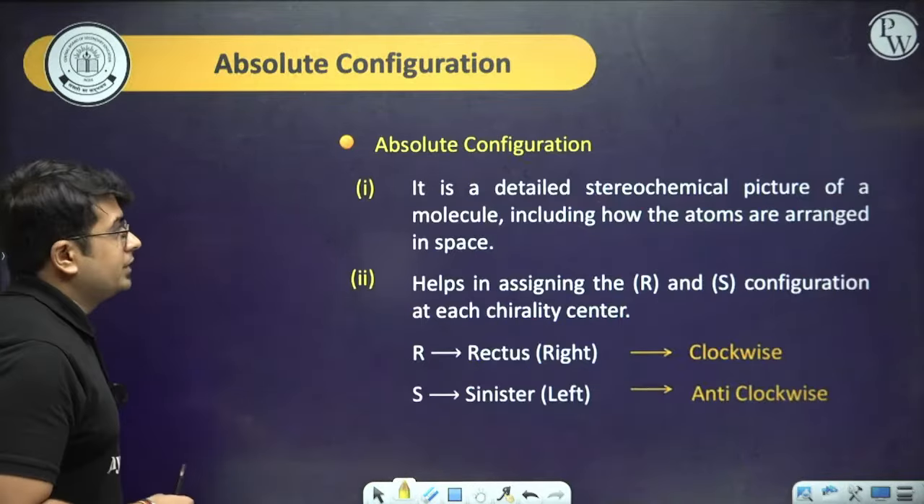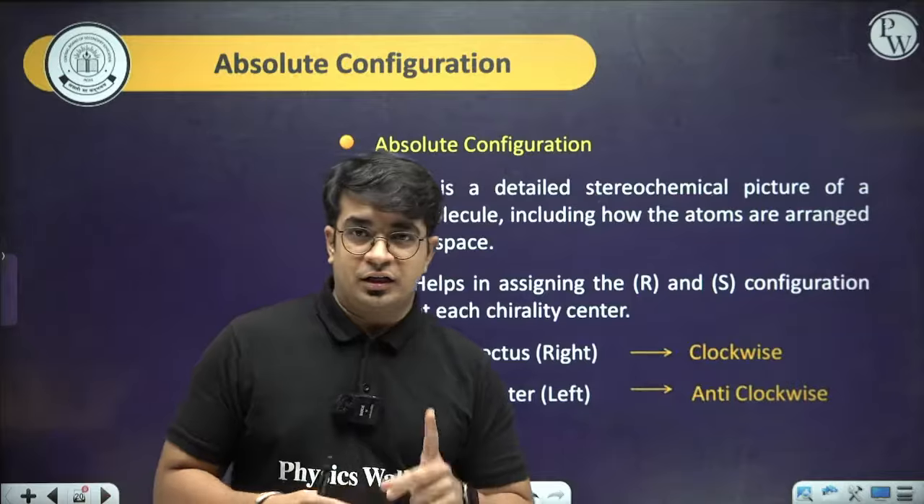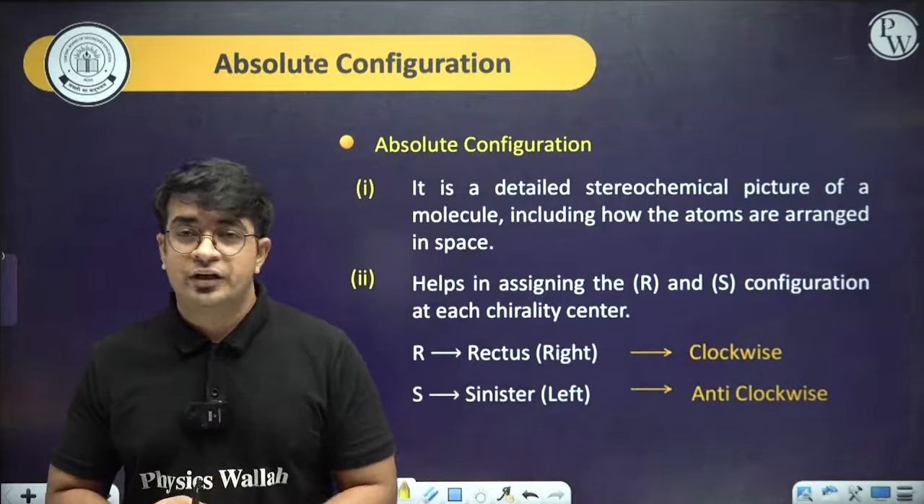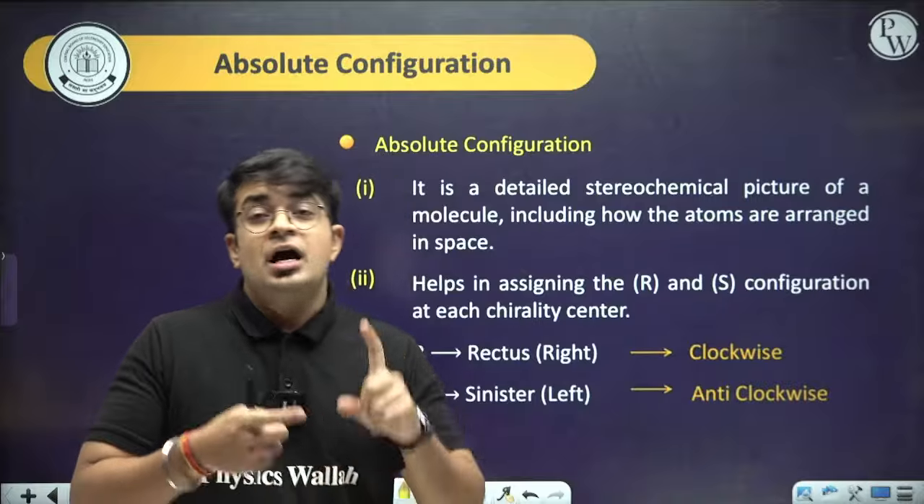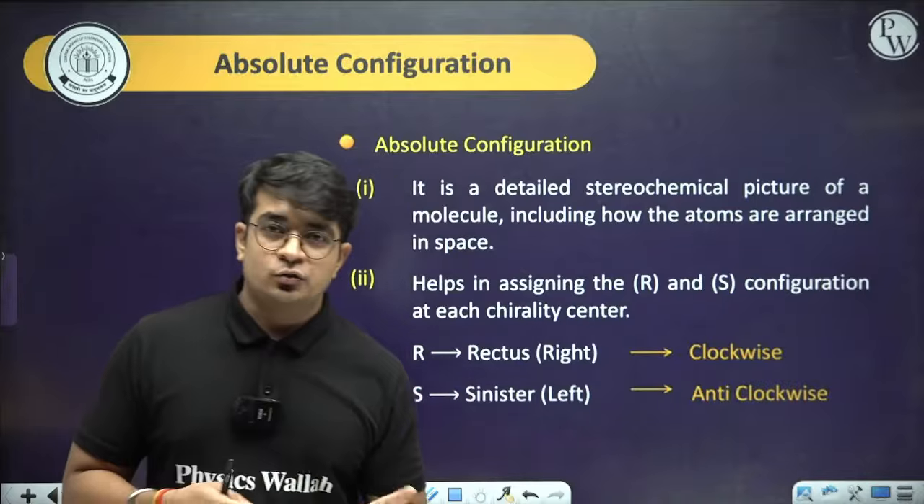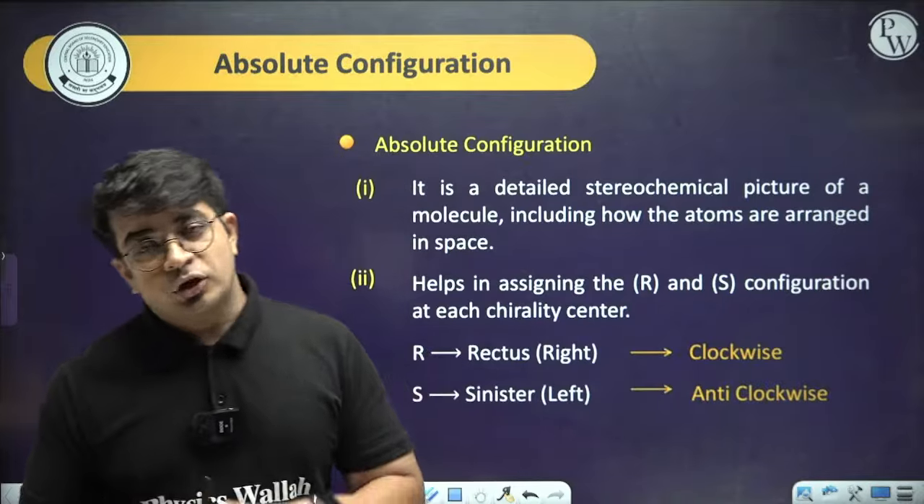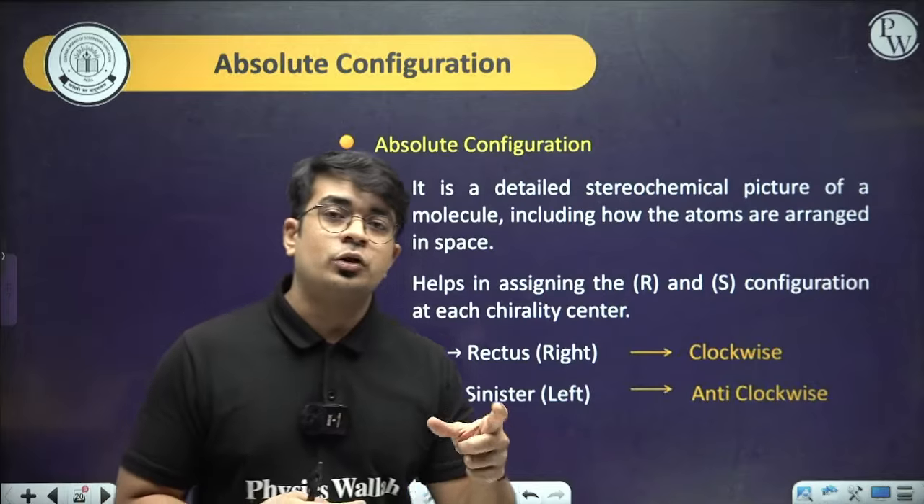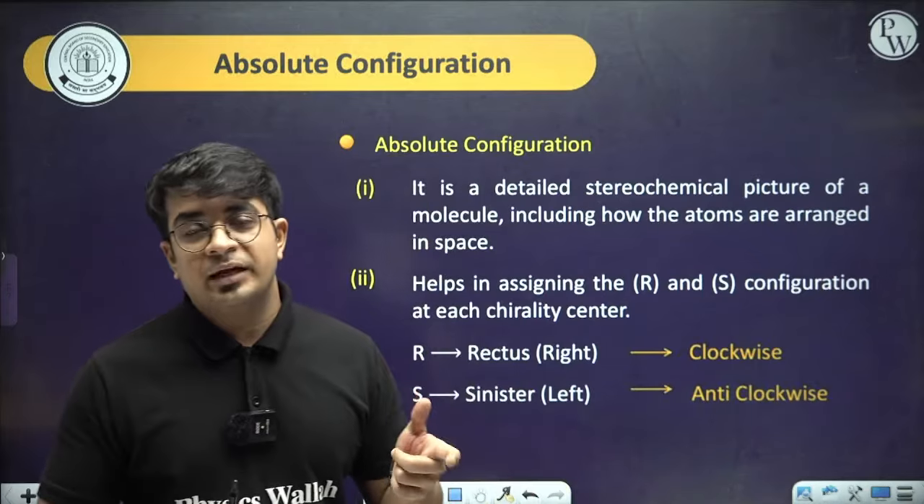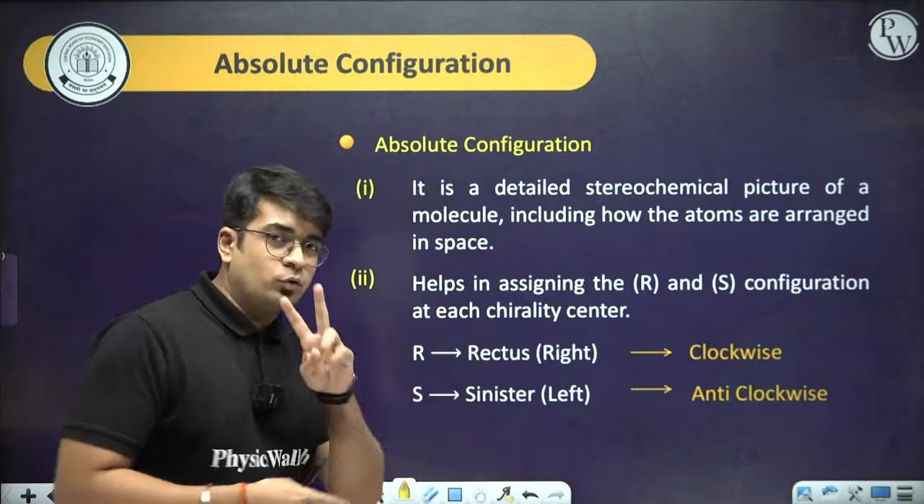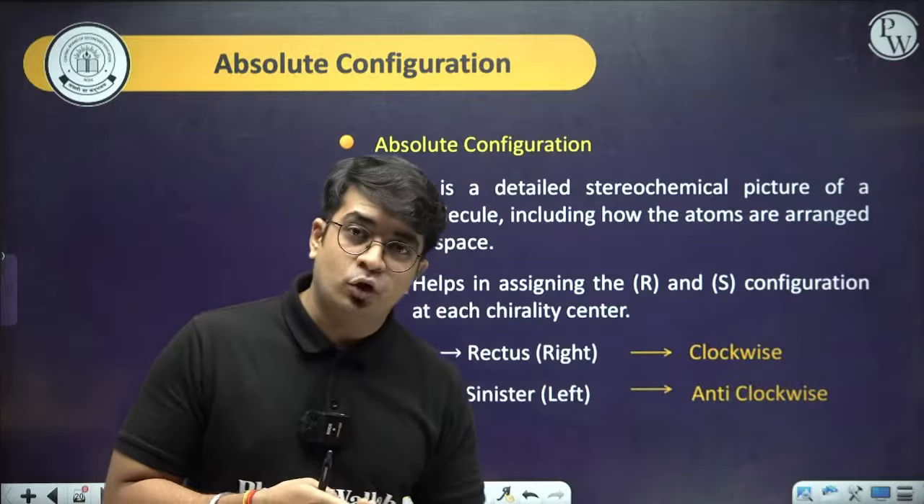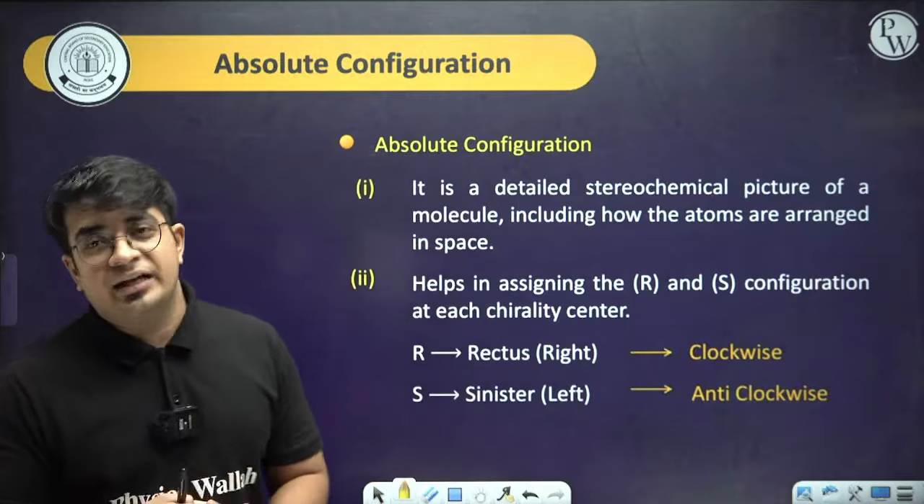Now, in the same way, it's time to discuss the configuration: how to write down the configuration, and how to understand which part is going to show which type of configuration, because it talks about the direction in which they are going to rotate the plane polarized light. So in that case, we have two types of configuration. First is absolute configuration and next is relative configuration.